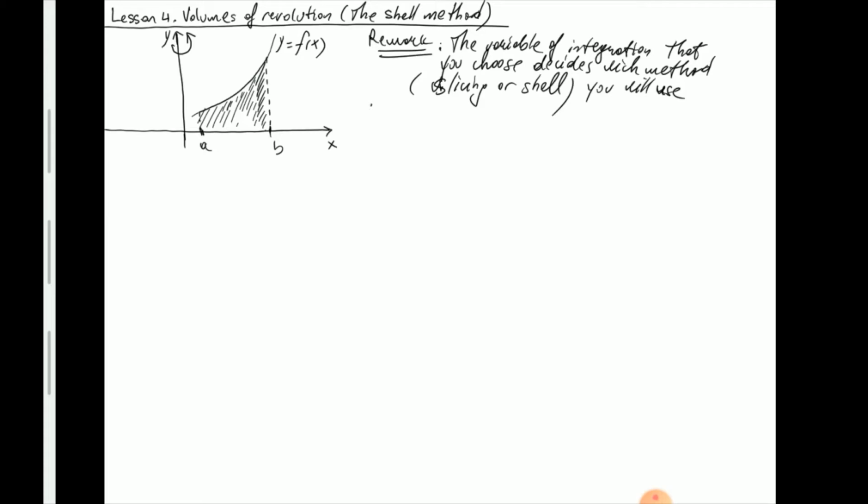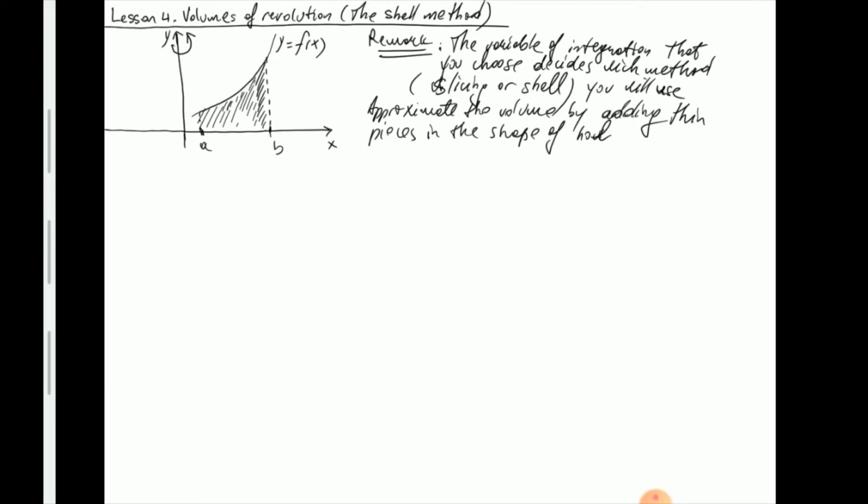So basically, in the shell method, we approximate the volume by adding thin pieces in the shape of hollow shells. So basically, you can make an analogy with peeling an onion or a telescope, for example.